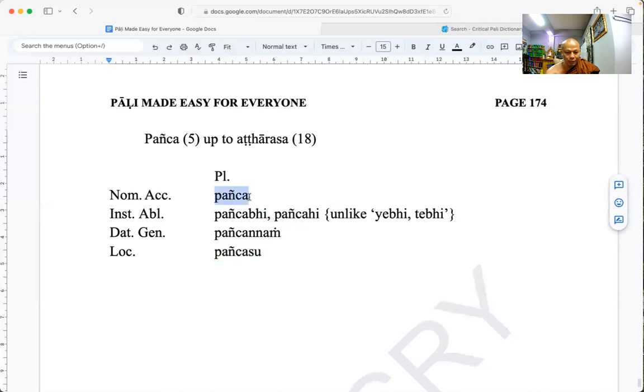Sada is also sada: sada bi, sada hi, and then sadana, sada su. And then dasa is also dasa: dasa bi, dasa hi, dasana, dasa su. And to aṭṭhārasa: aṭṭhārasa, aṭṭhārasa bi, aṭṭhārasa hi, aṭṭhārasana, aṭṭhārasa su. So 5 to aṭṭhārasa have the same form in this way.